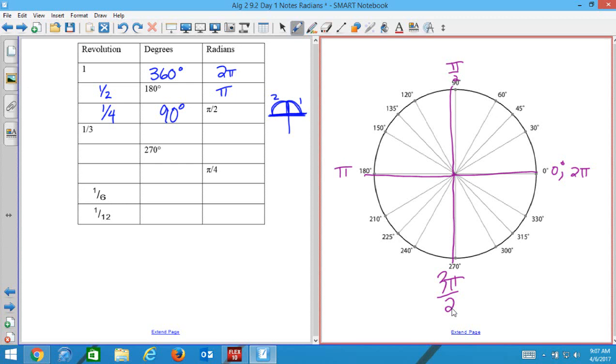Does that mean 1/3 is the top or the bottom? This 1/3 means of the entire circle. So it'd be 120.